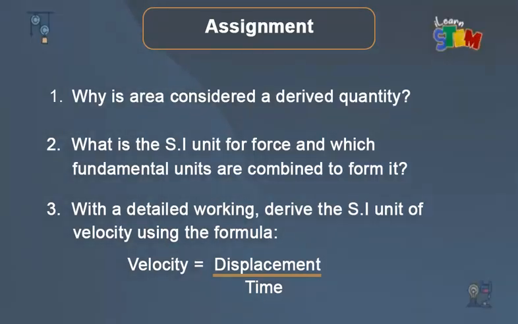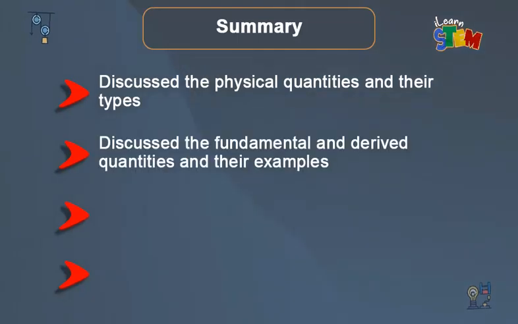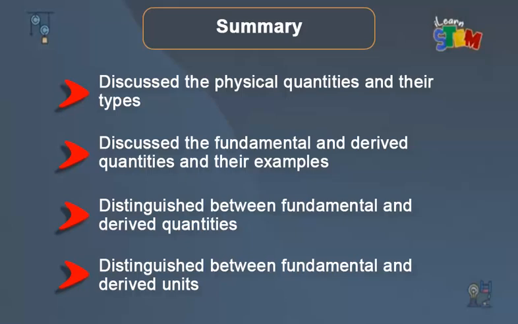We have come to the end of this lesson. Before we go, let us summarize what we discussed earlier. Remember, we discussed the physical quantities and their types. We also discussed the fundamental and derived quantities. We explained the core differences between fundamental and derived quantities, as well as the differences between fundamental and derived units.